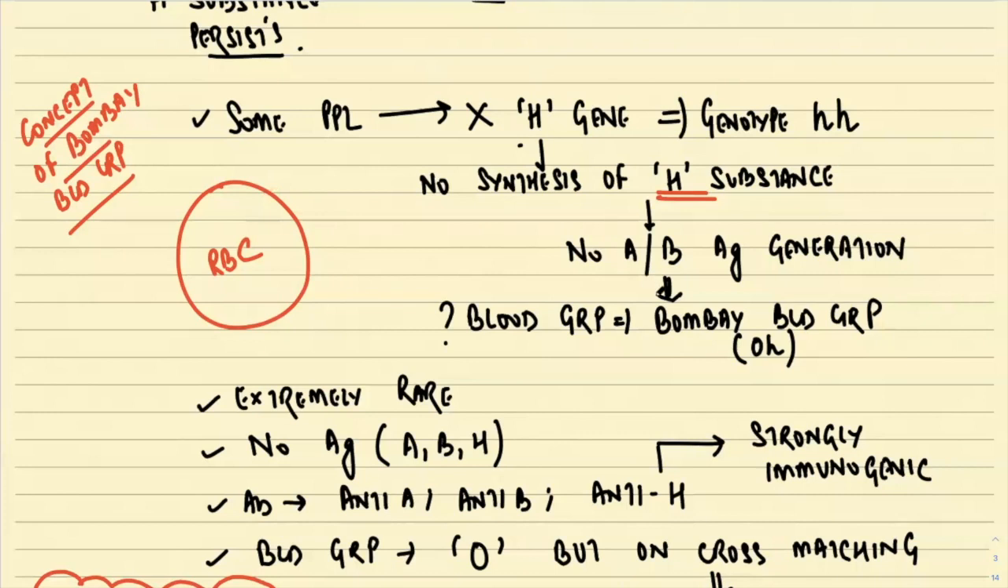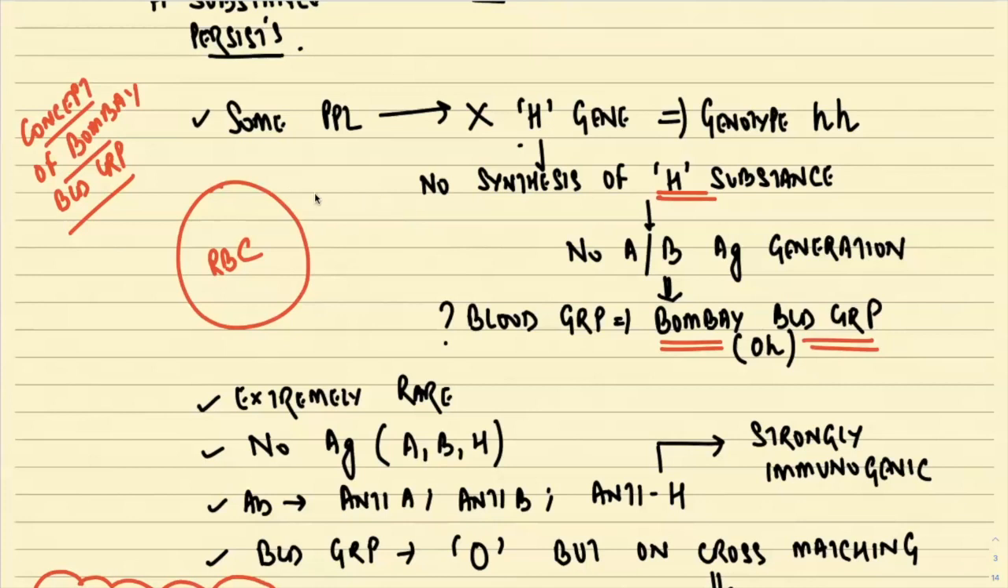So what is the downside of this? There is no H substance, so there will be no A or B generation also. Even if the individual has the A or B gene, this Bombay blood group individual cannot produce the A or B antigen. Why? Because the H substance is not available. Such individuals are said to have what is called the Bombay blood group.